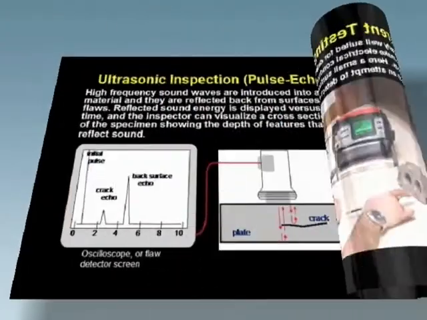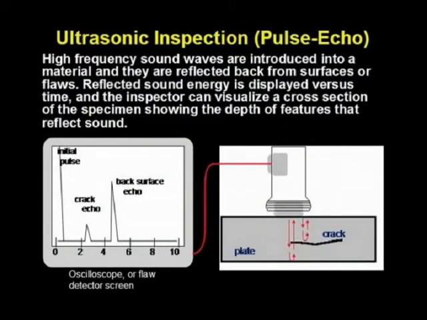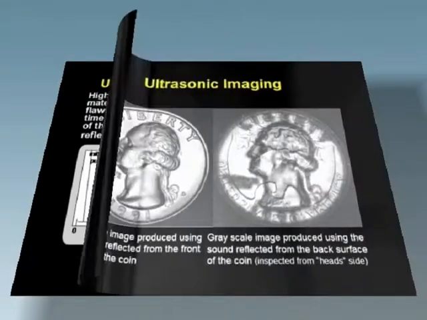Ultrasonic inspection uses high-frequency sound, typically from 500 kHz to 20 MHz, to find internal defects or characterize material. This slide depicts pulse echo inspection, in which a pulse of sound is generated by a contact transducer. The timing of the return echoes in combination with the velocity of sound can be used to measure thicknesses or locate and size internal defects.